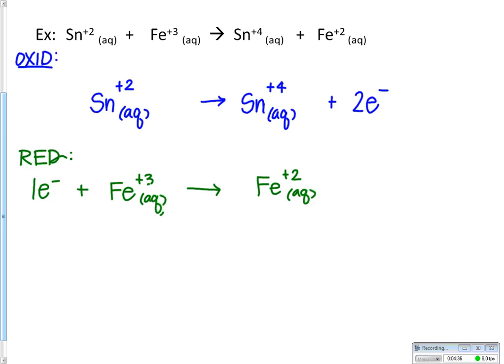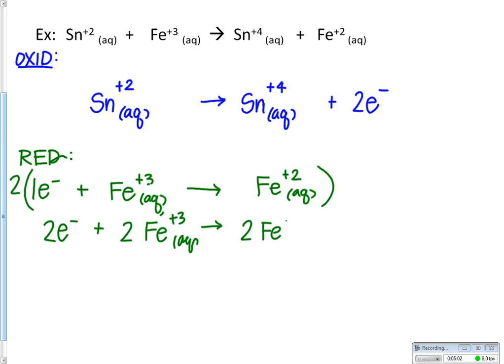The number of electrons gained has to be the same as the number lost. So to make that work, I'm going to multiply this entire reaction by 2. And if I do so, I think most of you could see that it would become 2 electrons plus 2 Fe plus 3, and that will make 2 Fe plus 2. And now what I'm going to do is add my blue reaction to my final green reaction. And I'll do that for you down here.